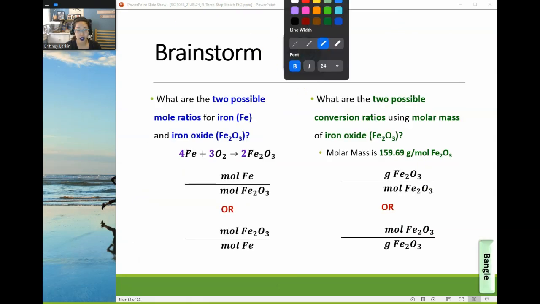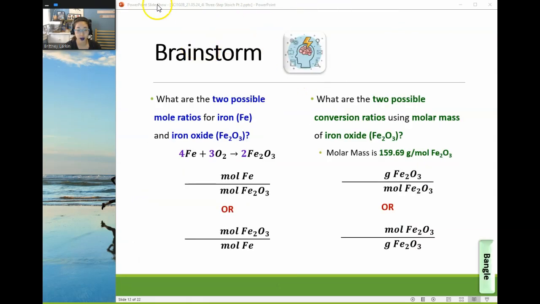All right, so let's go ahead and do a quick brainstorm to kind of refresh our memories here. So the question is, what are the 2 possible mole ratios for iron and iron oxide? So iron Fe, iron oxide Fe2O3. You can see a balanced chemical equation here. So go ahead, pause the video, think to yourself, what would be the 2 possible mole ratios here? Again, you should be looking at coefficients. Coefficients tell you how many moles are in a balanced chemical equation.